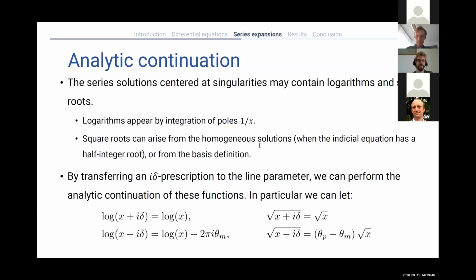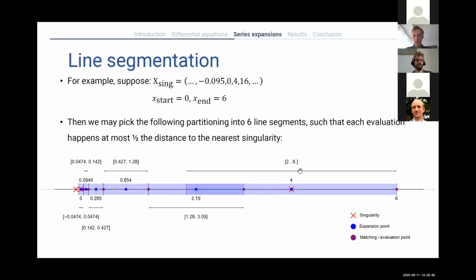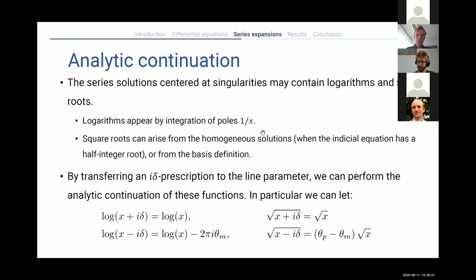Now, another aspect: you see here that the expansion is centered at the singularity in order to get to the point 6. Typically what this means is that in your series solutions, you have logarithms and square roots. These logarithms can appear from the integration of poles. So whatever introduces a pole, at some point you have to integrate over it, and that will give you a log of x.